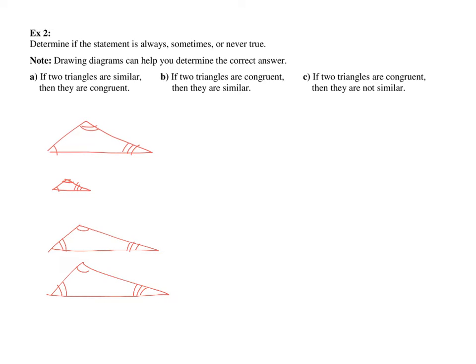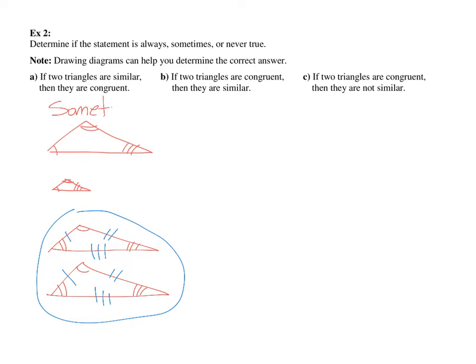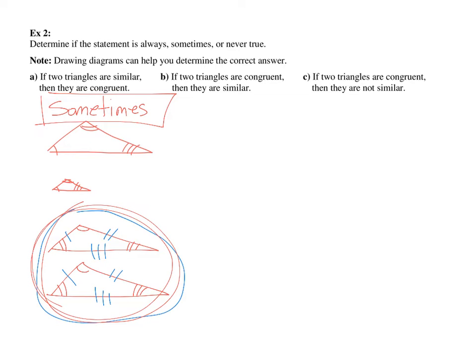Okay, now if I have this situation, these triangles are similar and they're congruent because all the sides are the same length. So for part A, the answer is sometimes. And touching on the idea before, if the ratio of the corresponding sides is 1 to 1, then the triangles are congruent.